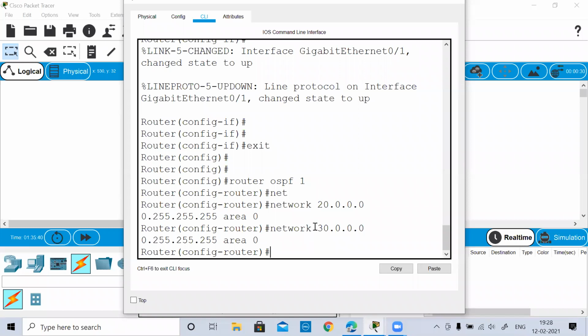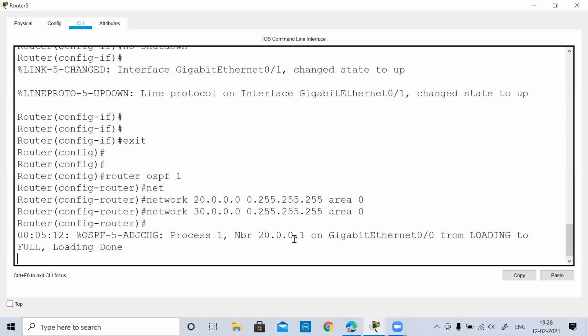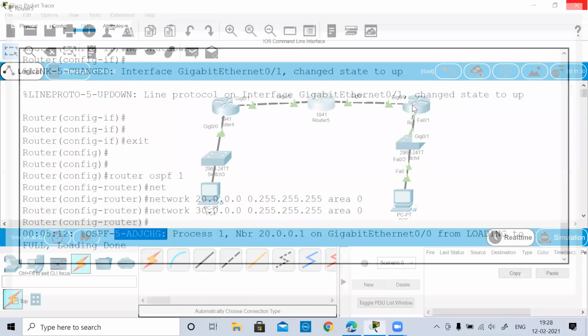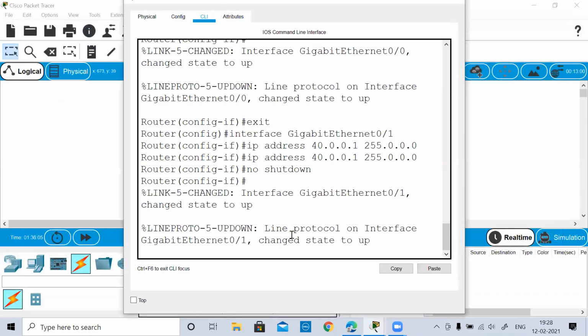In a few minutes, you will find that an update will come that the neighborship has been formed for 20. So you see that the neighborship has been done. 20.0.0.1 is on GigabitEthernet 0/0, from loading to the full state. So this adjacency has been formed, the first process of discovering and forming an adjacency. For 30, we still have to work with this router.